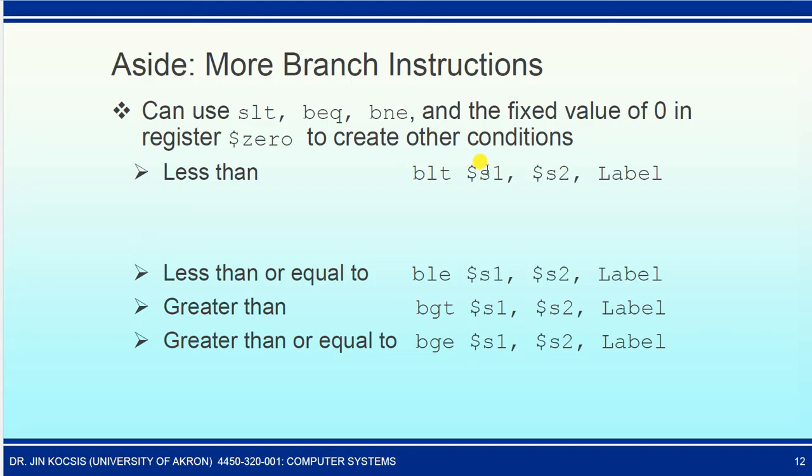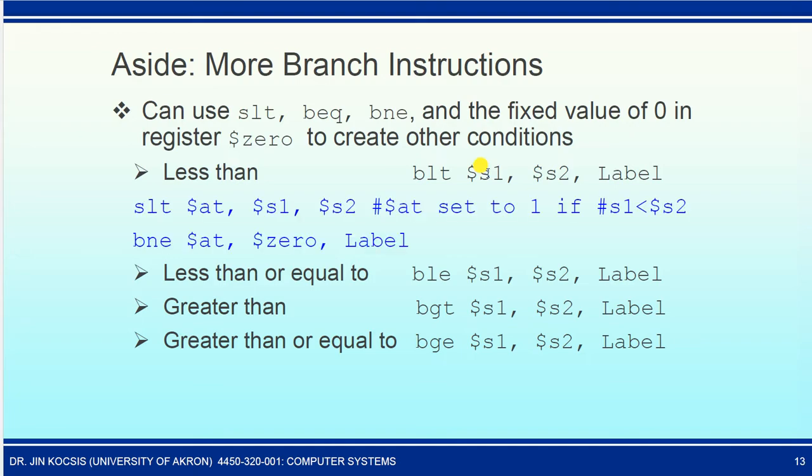So I want you to pause here to think a little bit and then continue with the slides. I can represent branch less than by using set on less than and branch equal. You can see, if I want to represent here, if S1 less than S2, then I will branch to the instruction with a certain label.